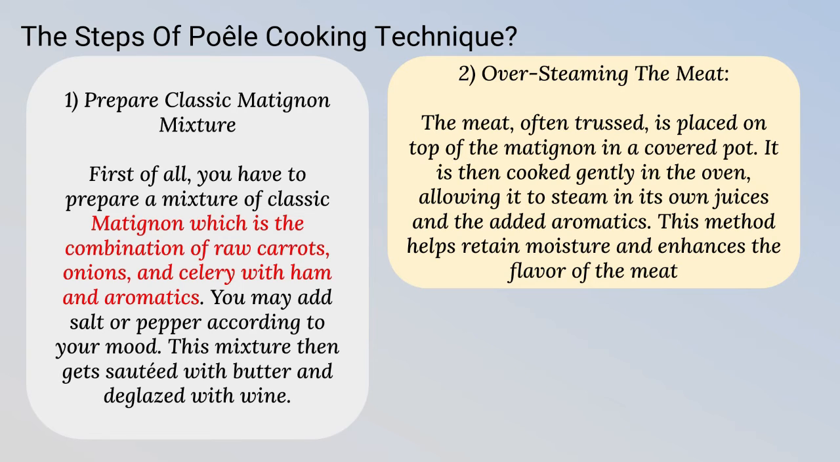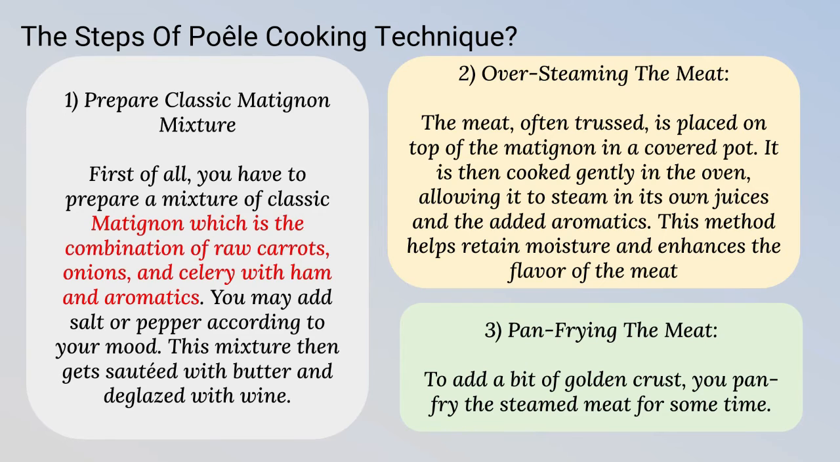This method helps to retain the moisture and enhances the flavor of the meat. You got my point? Fine. And then, third one, pan frying the meat. To add a bit of golden crust on top of the meat, you can put the meat in a pan and then cook it for some time in the presence of butter. What will happen? It will get some color, crust color on top. So first putting it on top of matignon, then steaming it, and pan frying it, that's the step. Very simple.